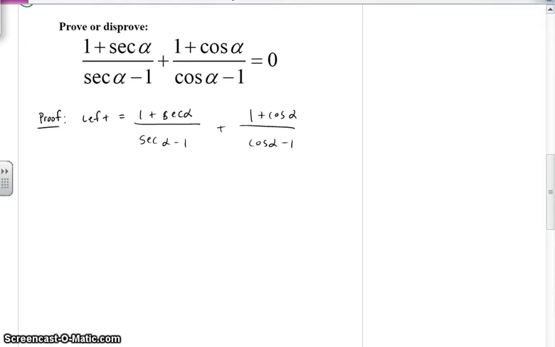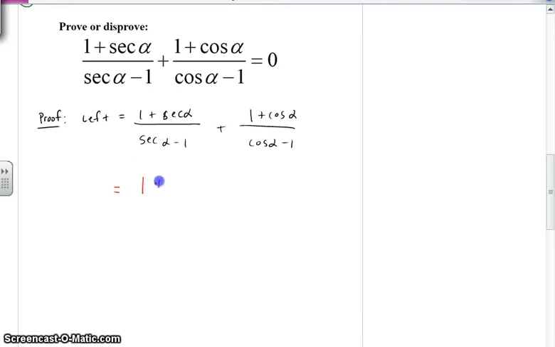All right, so there it is. So different options as to what to do. I guess the two things that come to mind is I could just find a common denominator right off the bat. That's one thing I could do. I could also change everything to sine and cosine. So I would change the secants to 1 over cosine. So why don't we do that?